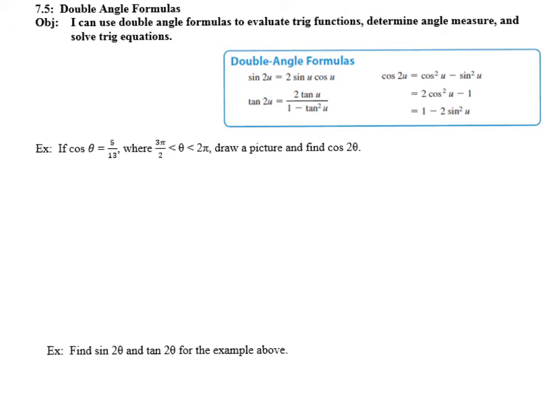But the idea here is now, if you have information about an angle, you can make the jump to getting trig values about an angle that's twice the size. Okay, that's why we call them double angles. So first example here, we're looking at its cosine value, but the name of the angle is theta. Angle theta, its cosine value is 5/13, okay?